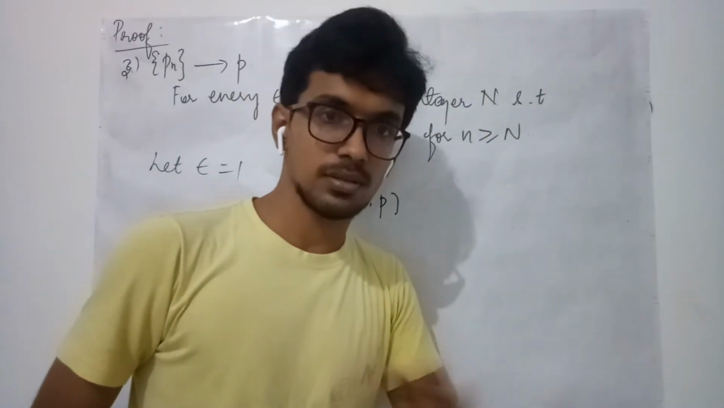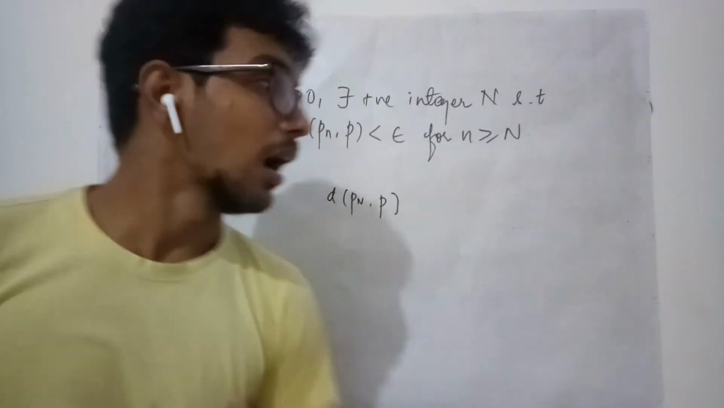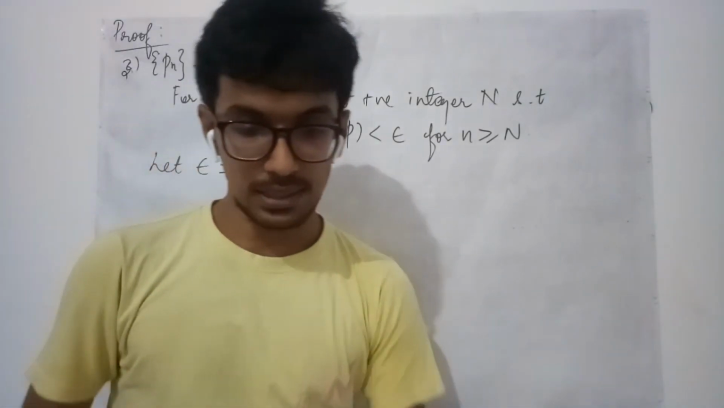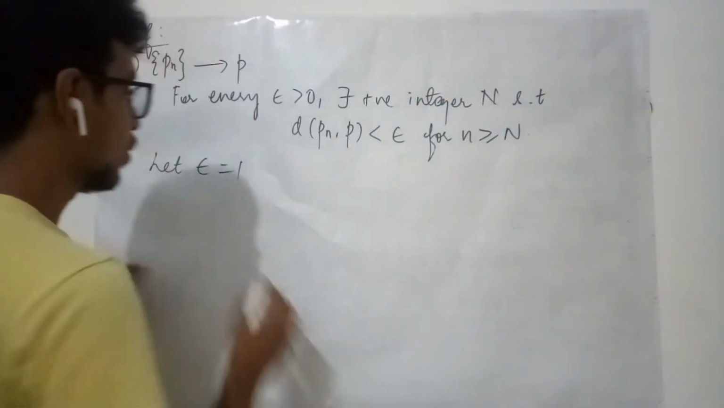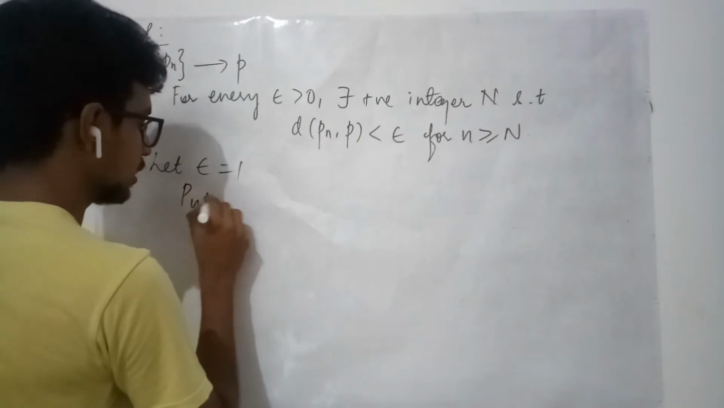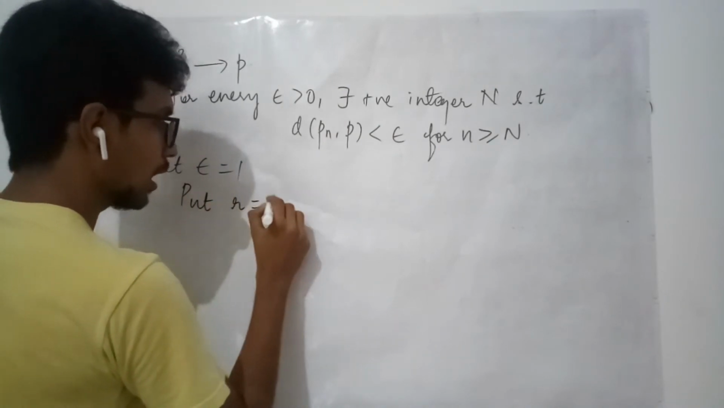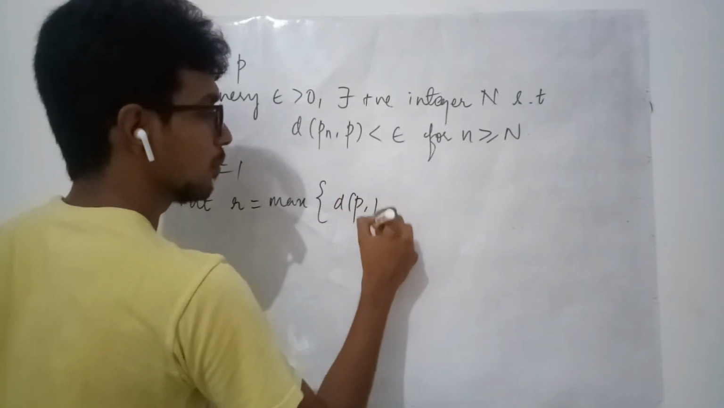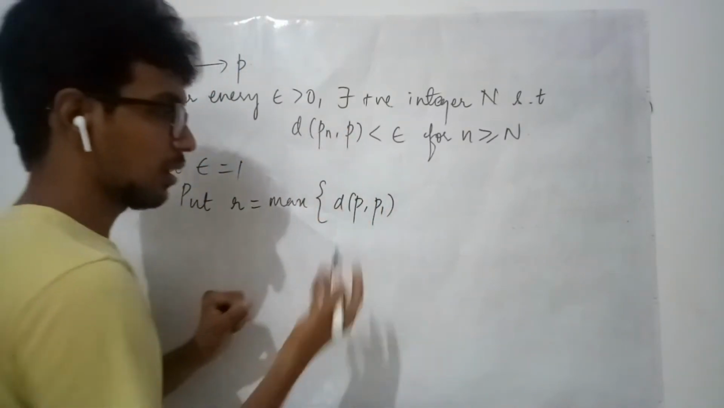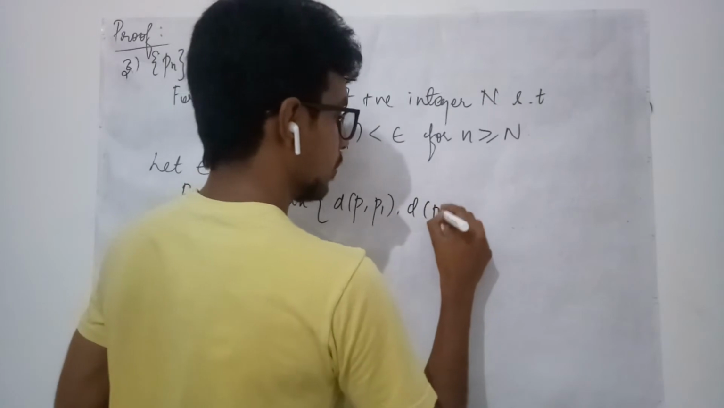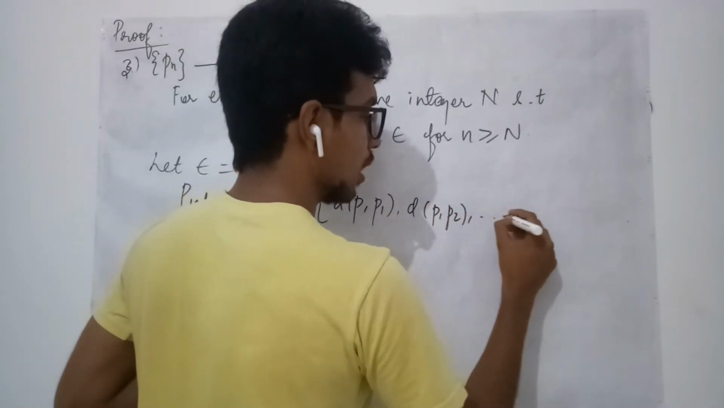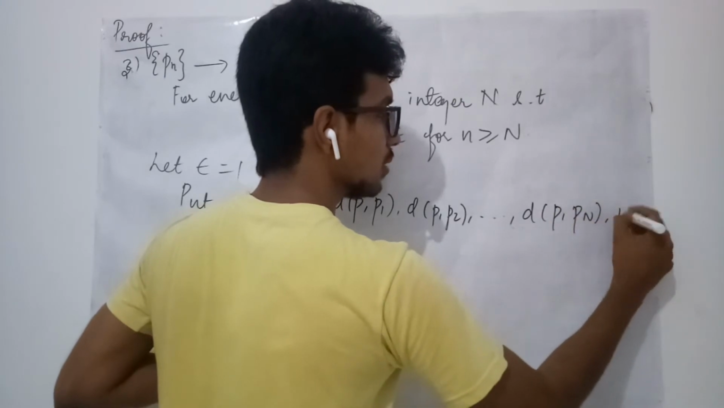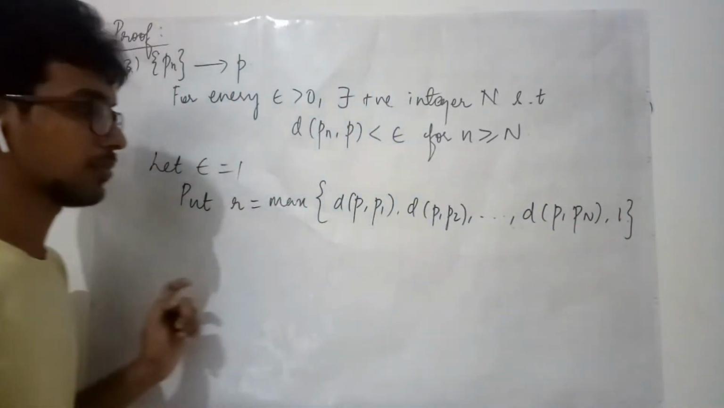This is the meaning of this, right? After this is going to be lesser than epsilon. Now, what we are going to do is that we are going to take R to be the maximum of d of P comma P1. Using the symmetry, I am writing this way. d of P comma P2, and it goes till d of P comma Pn and this epsilon value.